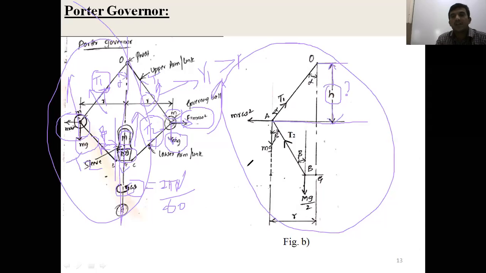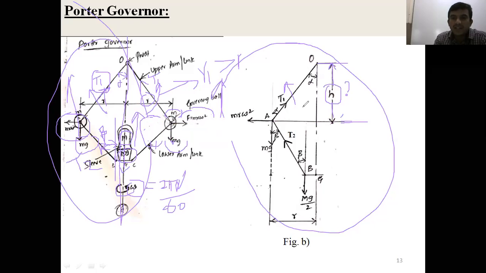As we know, the angular velocity of the governor shaft increases, and the upper arms move radially outward, right? So h is initially the height of the governor at the equilibrium position. Height of the governor means the vertical distance between the pivot point of the upper arm on the governor shaft axis and the radius of rotation of the governor ball. This vertical distance is called the height of the governor.